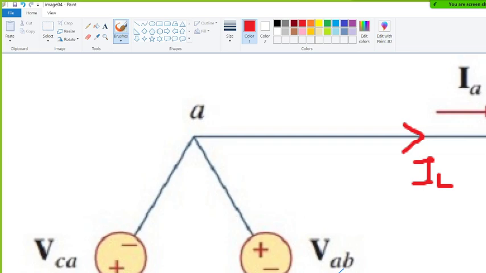Is this equation correct? What do you think? Is this equation correct? For star connection yesterday we had seen that this equation was correct. Can we say the same thing for delta connection? Yes. Okay, yes. Why do you think yes? And anybody know why do you think no?